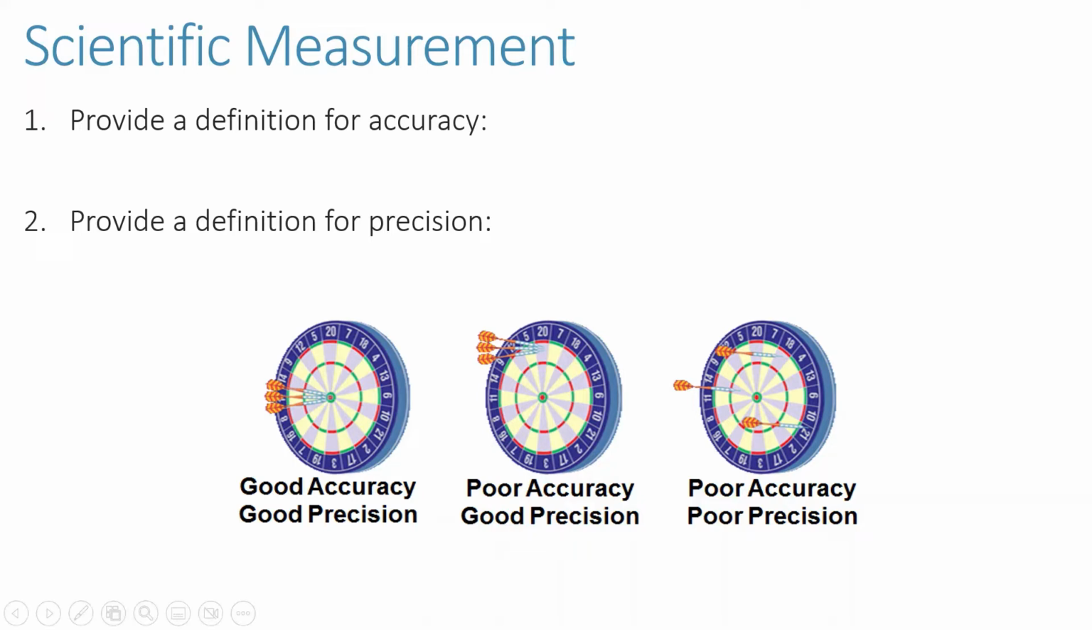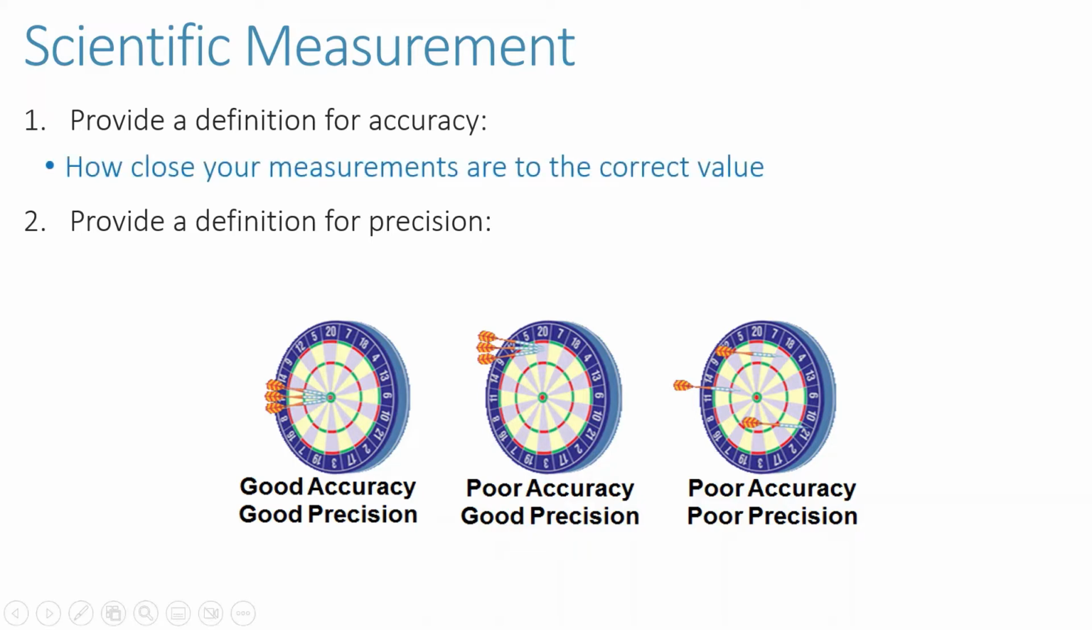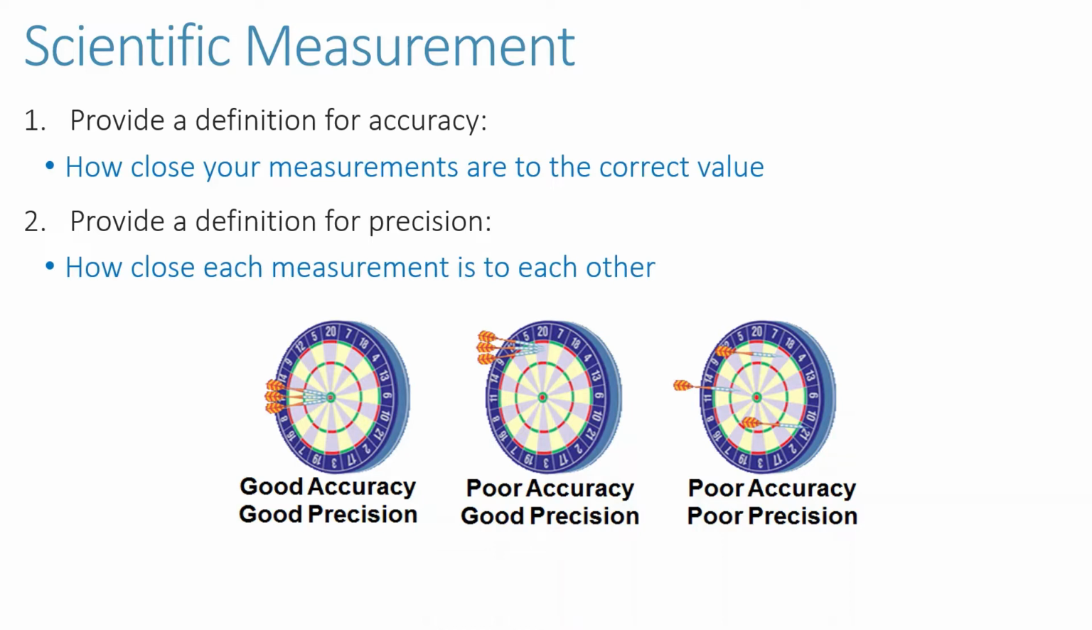The definition that I have for accuracy is how close those measurements are to the correct value. If we look at the first dartboard here, we have both accuracy and precision. Accuracy means hitting the bullseye in this metaphor. Precision is related to how close together each measurement is. If we look at this middle board here, we have poor accuracy because we are nowhere near the target, but we still have good precision because all of these darts are in the same place.